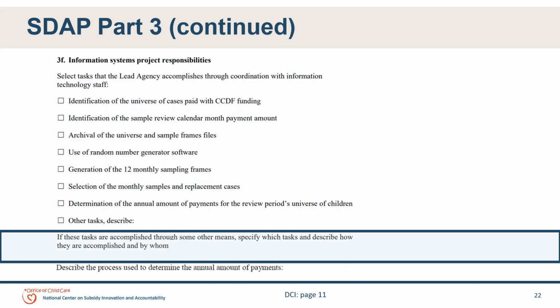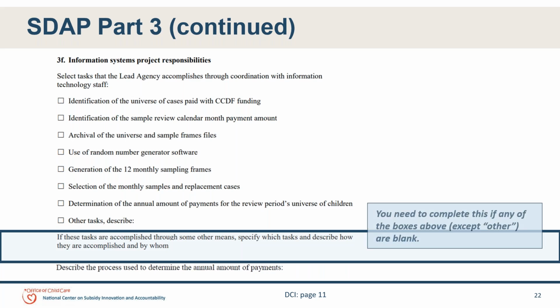If any of the boxes above, other tasks, if any of these boxes are not checked, then you'll need to describe how and by whom those tasks will be accomplished.